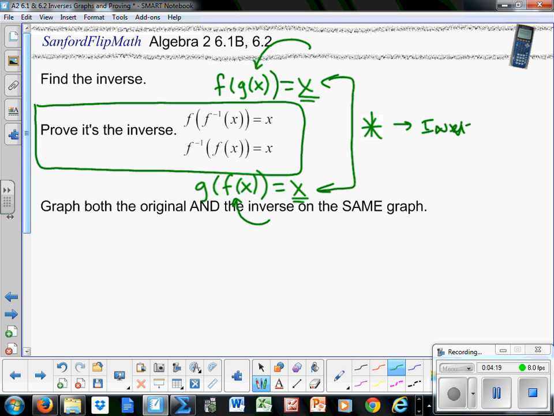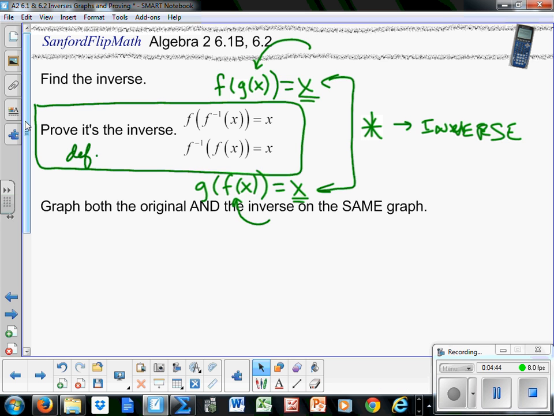Okay, so if we have something that says prove it's the inverse, I know you saw that. If it says something like prove the inverse, then you have to do f of g of x. If it said, use the definition of inverse to find out if these two are in fact inverses, well, that's the same thing. So this is the definition of inverse, or proving that it's the inverse.